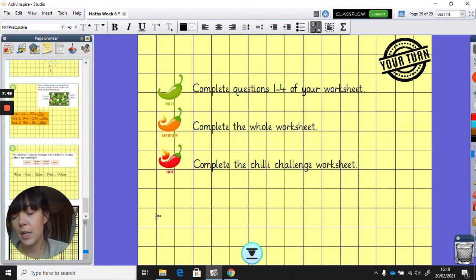So make sure a grown-up takes a picture of your learning and sends it into Class Dojo. Complete questions 1 to 4 of your worksheet for the mild challenge, and if you want to challenge yourself, complete the whole worksheet or our chilli challenge problem solving questions.